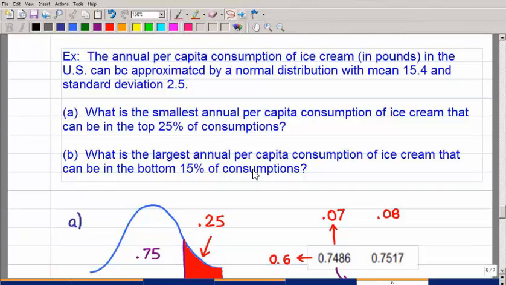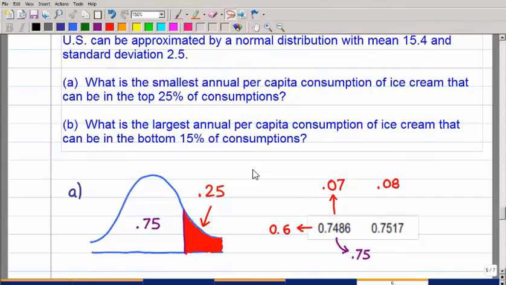The annual per capita consumption of ice cream in pounds in the U.S. can be approximated by a normal distribution with mean 15.4 and standard deviation of 2.5. What is the smallest annual per capita consumption of ice cream that can be in the top 25% of all consumptions? All right. And part B says, what is the largest annual per capita consumption of ice cream that can be in the bottom 15% of consumptions?